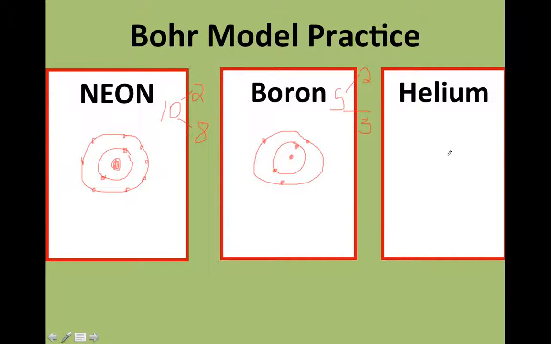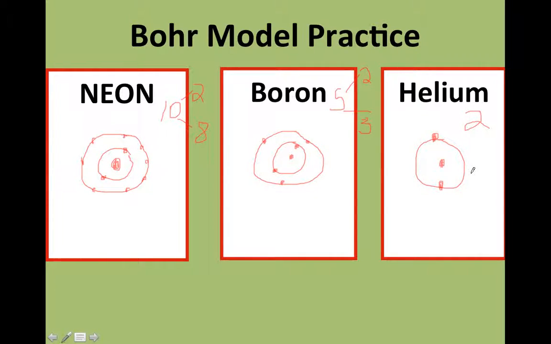Helium is the last one. I'll draw a dot. It's in the first shell, so I will draw only 1. And remember, how many are in that first shell? Think about it. What did I draw right here? Only 2. So remember, the maximum amount is 2 in the first shell.